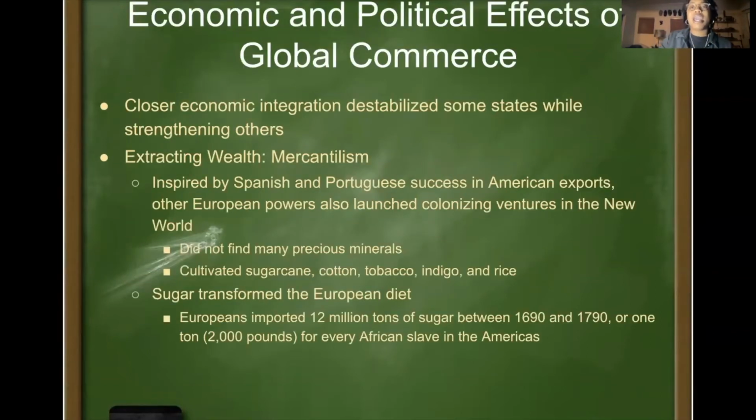All right, economic and political effects of global commerce. So closer economic integration destabilized some states while strengthening others. And so then we have to think about it: if one place is gaining, somebody has to be losing.